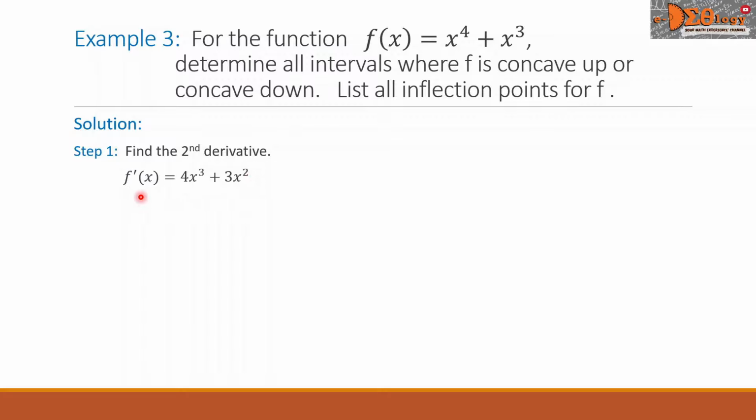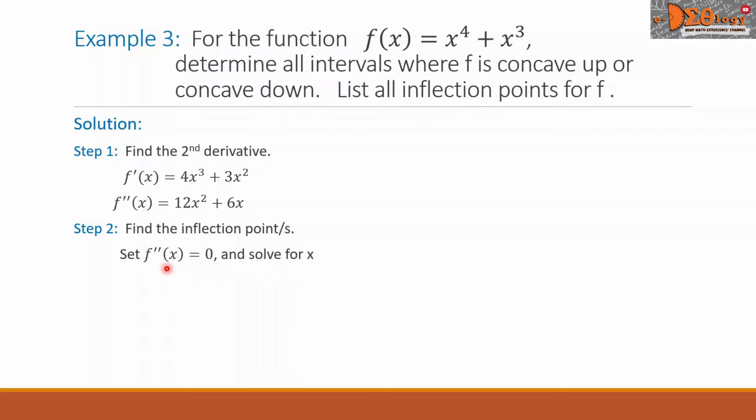We start with the first derivative, and that is 4x cubed plus 3x squared. Then the second derivative, we have 12x squared plus 6x. Step 2, let us find the inflection point. We set the second derivative equal to 0 and solve for x by factoring. There are two terms here, and there is a common factor, which we factor out. So we have 6x times the factor 2x plus 1 equals 0.